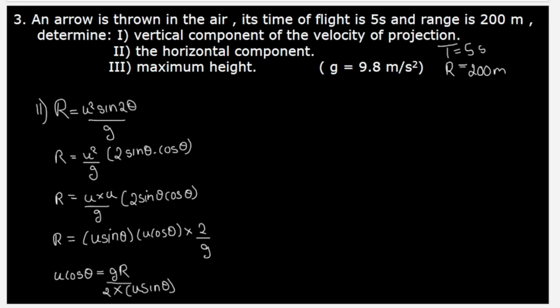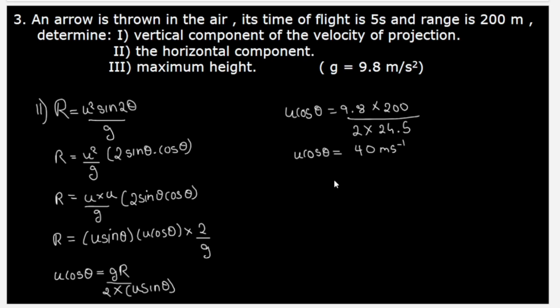Now we isolate u cos theta and get u cos theta is equal to gR by 2 into u sin theta. Putting in the value of R and u sin theta, and also do not forget the value of g is also given, u cos theta is equal to 9.8 into 200 by 2 into 24.5. Further solving this we get u cos theta is equal to 40 ms^-1.